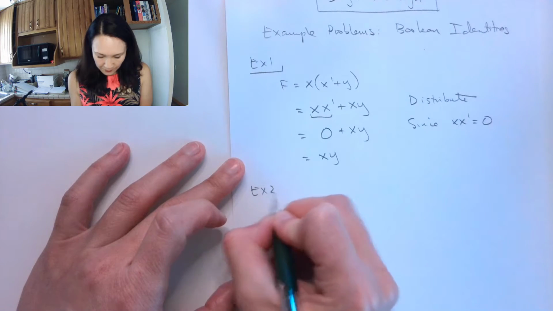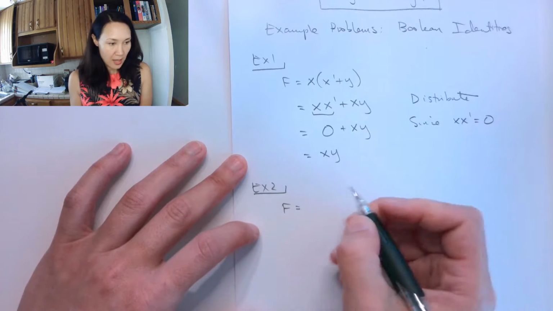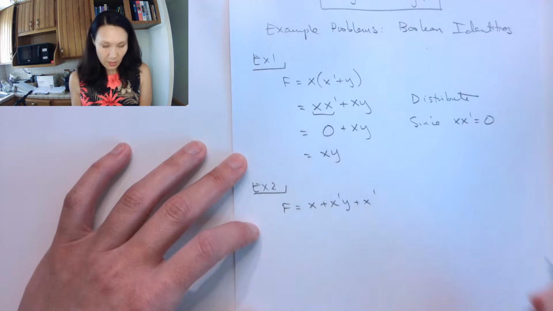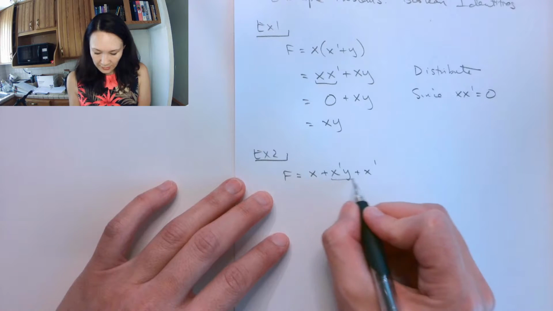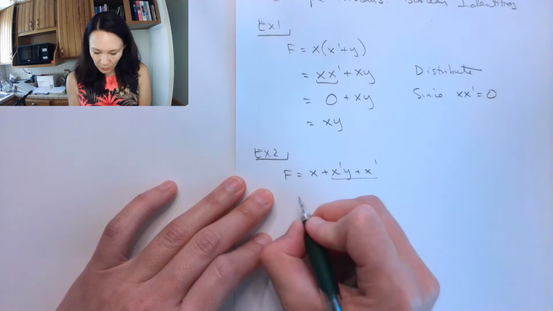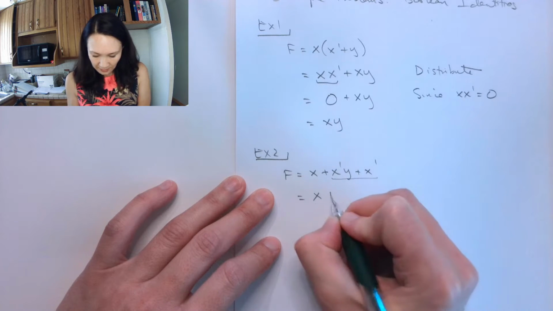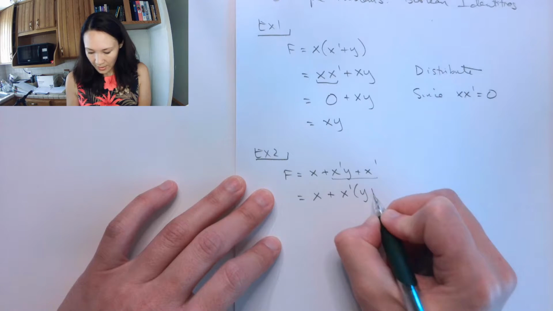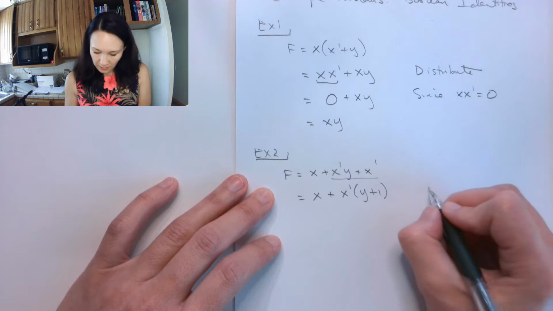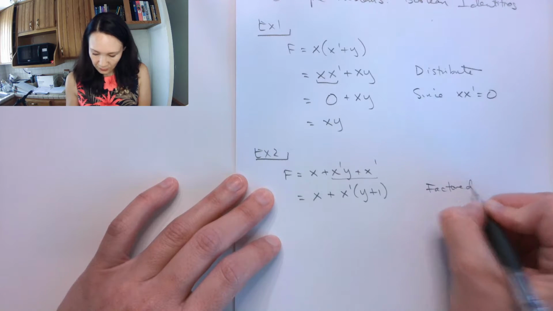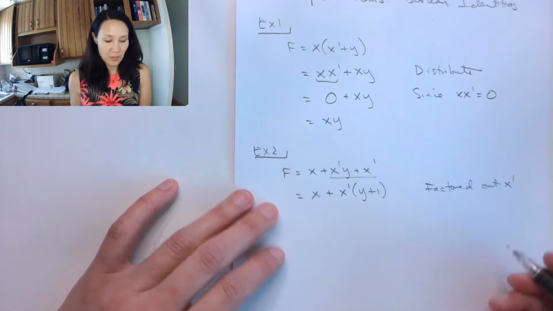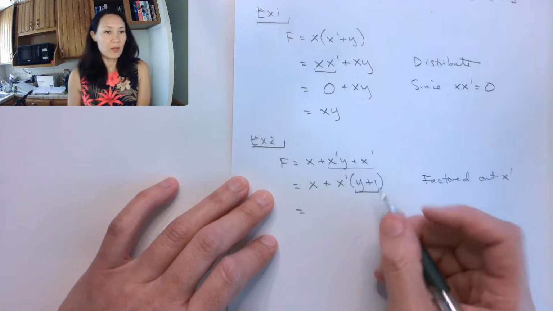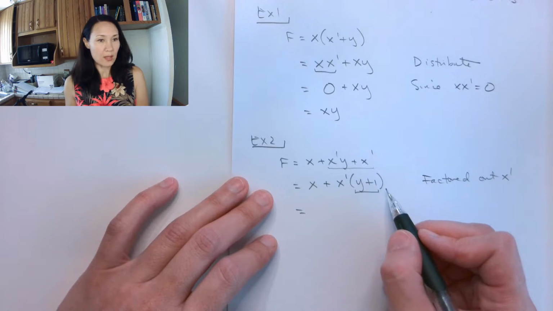For the next example, suppose we have a function f is equal to x or x'y or x'. So for these two terms here, I have an x', so I'm going to go ahead and factor those out. I still have my x. Now I've got x' ANDed with (y or 1). And here I just factored out an x'. And then this thing in here is just equivalent to 1 because we have an identity that says that anything ORed with 1 is equal to 1.